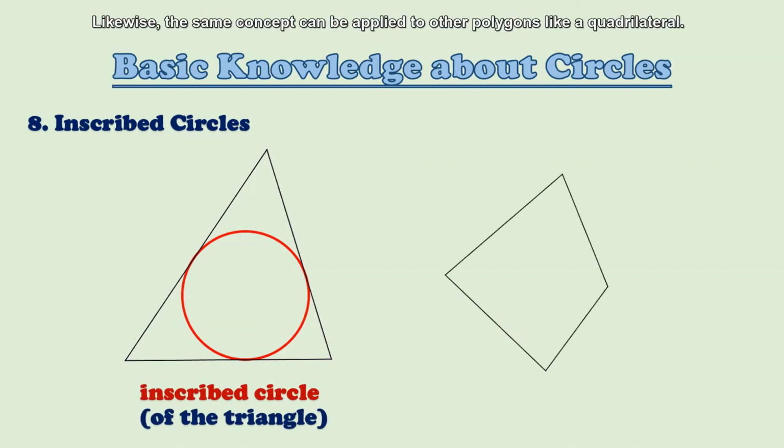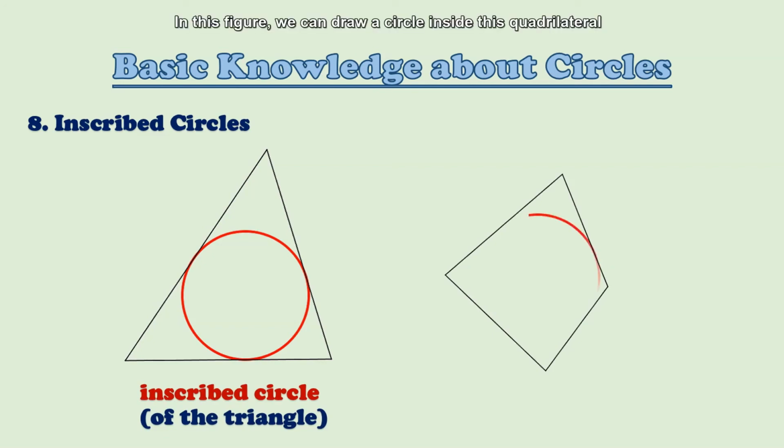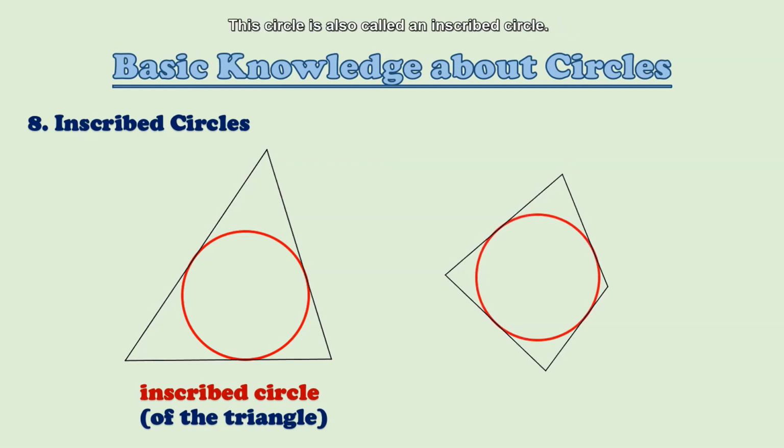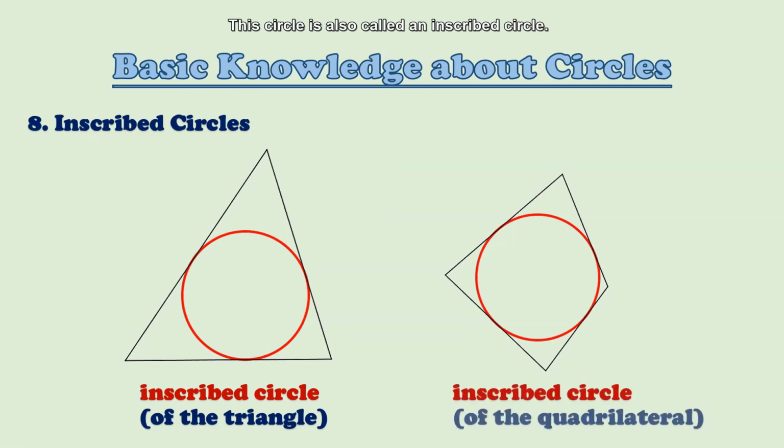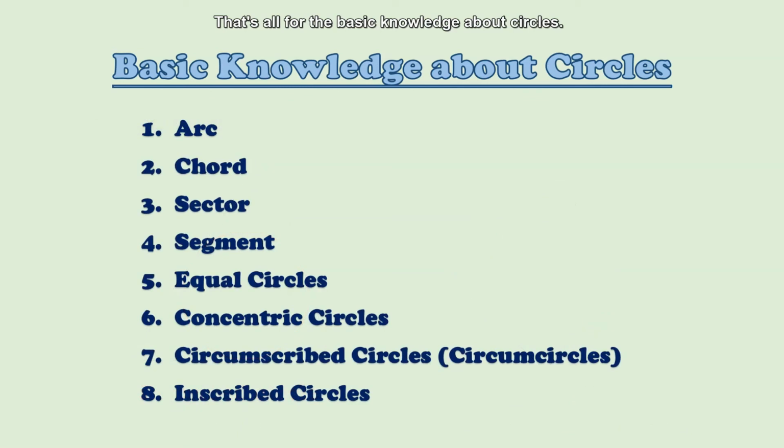Likewise, the same concept can be applied to other polygons like a quadrilateral. In this figure, we can draw a circle inside this quadrilateral which touches all the sides of this quadrilateral. This circle is also called an inscribed circle. That's all for the basic knowledge about circles. The next video will start talking about the properties of circles.